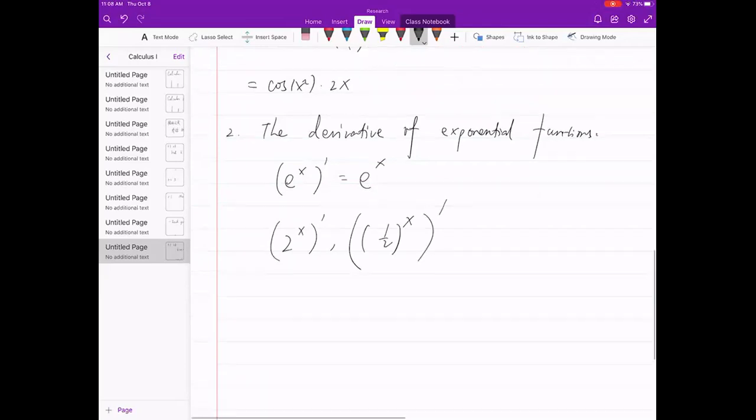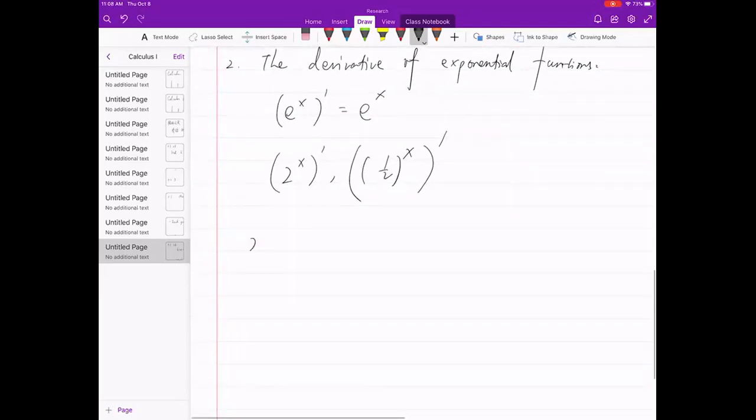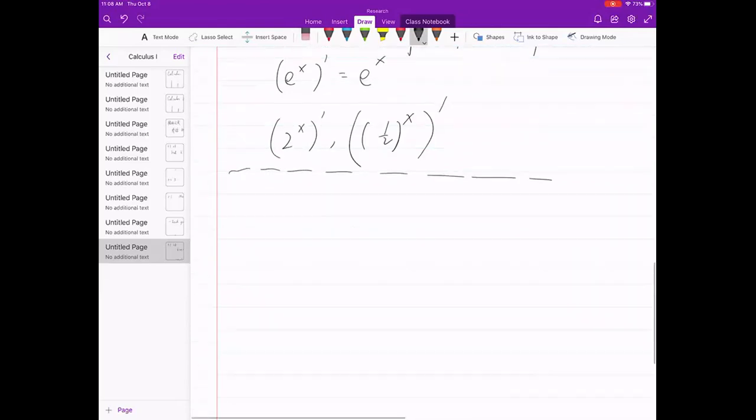Okay. Let's just take 2 to the x. Let's think about the derivatives. Number 1, it's not going to be this. This only works for e to the x. Okay. So what can we do? Well, you need to think about everything in terms of algebra again.